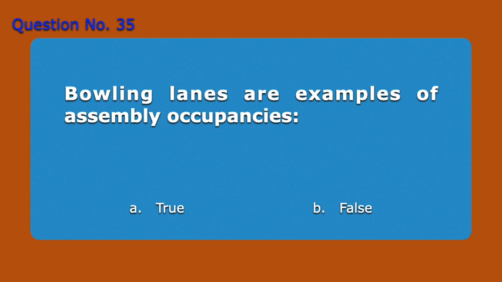Question number 35. Bowling lanes are examples of assembly occupancies. A. True, B. False. Answer, A. True.